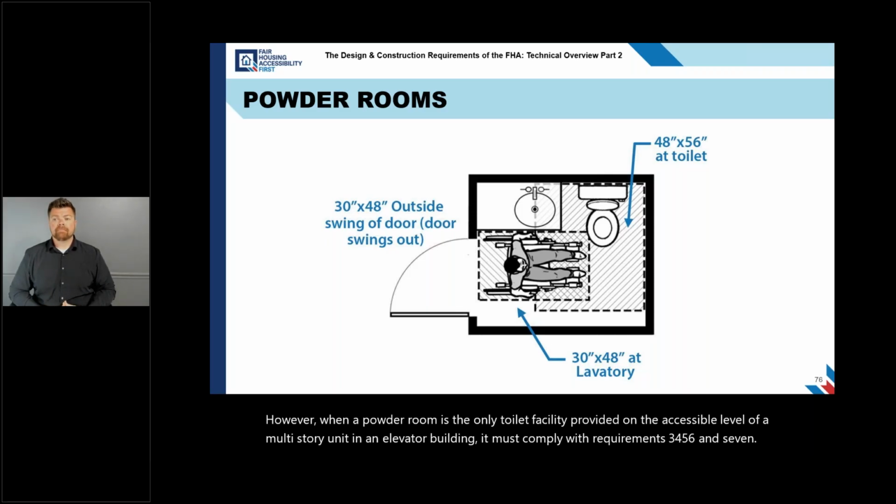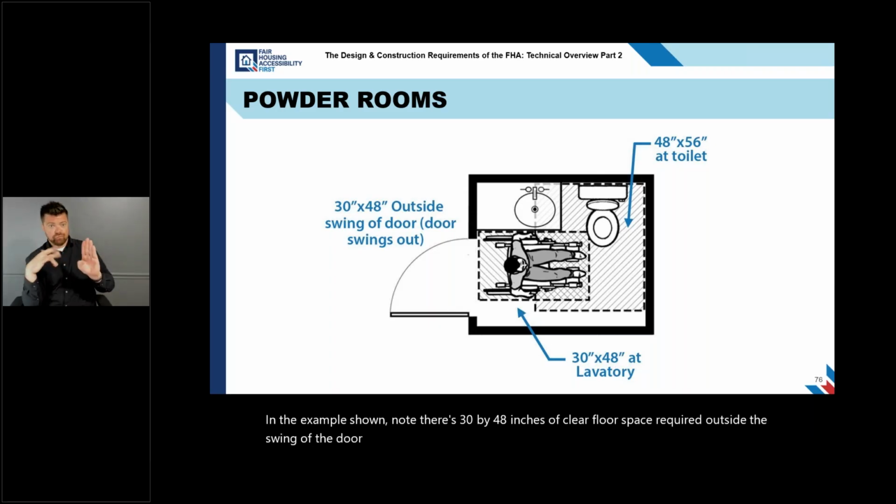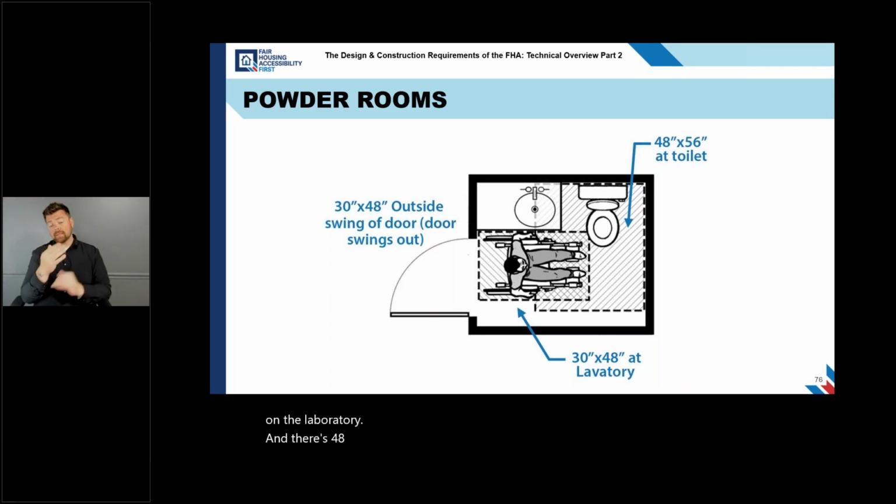In the example shown, note there's 30 by 48 inches of clear floor space required outside the swing of the door. There is 30 by 48 inches of clear floor space provided parallel to and centered on the lavatory. And there's 48 inches by 56 inches of clear floor space required at the toilet for a side approach.